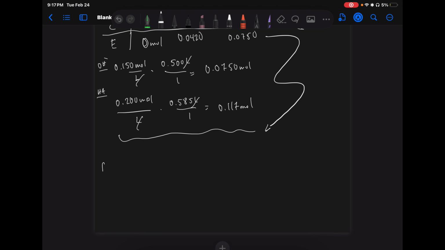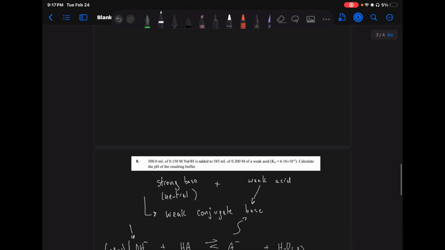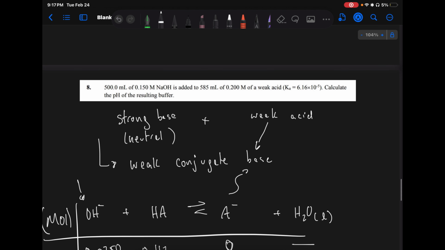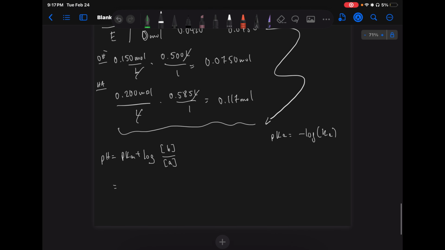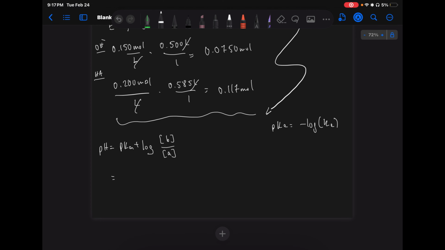So here we have pH is equal to pKa plus log of the concentration of base over the concentration of acid, and then we can just substitute in the values. So for pKa, we know from the question that the Ka is 6.16 times 10 to the negative 5, but pKa is equal to negative log Ka. So we've got negative log of 6.16 times 10 to the negative 5.